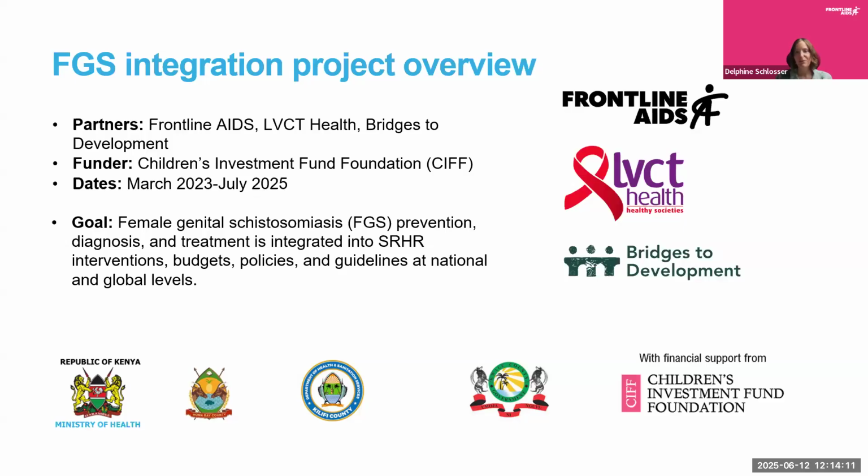So the ultimate goal of the program was a very big goal for female genital schistosomiasis prevention, diagnosis, and treatment to be integrated into SRHR interventions, budgets, policies, and guidelines at national and global level. So it's a very big goal, and there's been lots of work to contribute to that over the past 2 years.